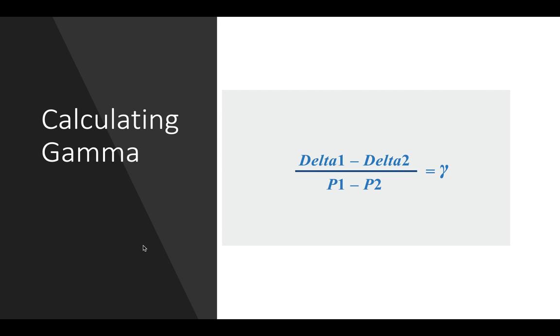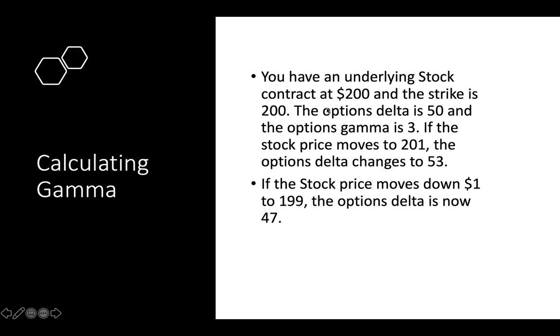So, calculating gamma again. Gamma is the change in delta divided by the change in stock price, and that yields gamma. And here's another little example of calculating gamma. Let's say you have a stock at $200, and we have an at the money call with a strike of 200.